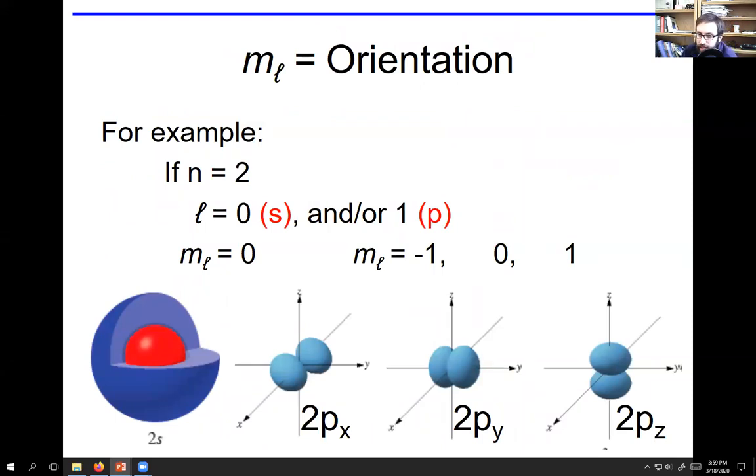When you go to p orbitals, let's say n equals 2, that's going to allow you to have a p orbital, the dumbbells, as I like to call them, for remembering that they're p orbitals. m sub l can go from negative l to positive l. So l was 1, so it can be negative 1, 0, or 1. Three different orientations. An x orientation, a y orientation, a z orientation of the three p orbitals.